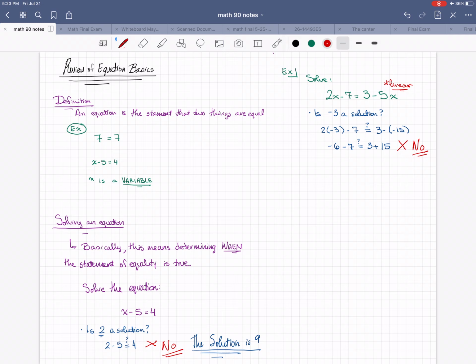Those of you who are wondering, why did she pick negative 3? No reason. I just wanted to do an example with a negative number.